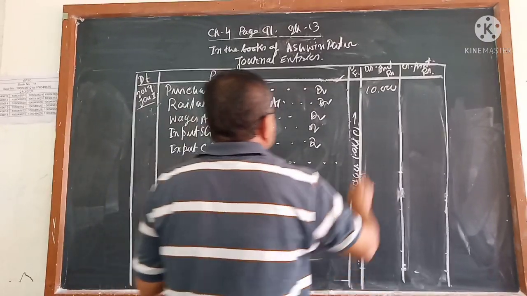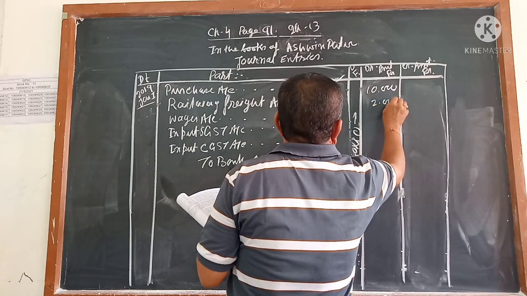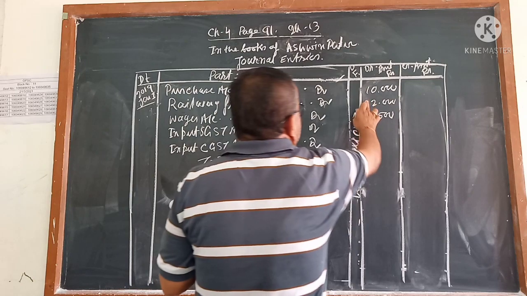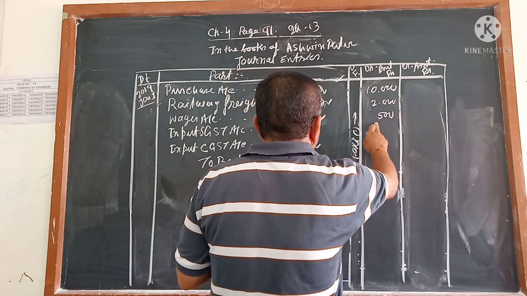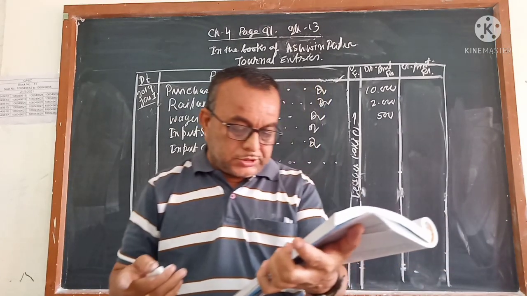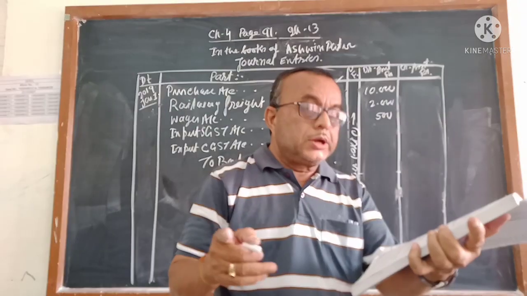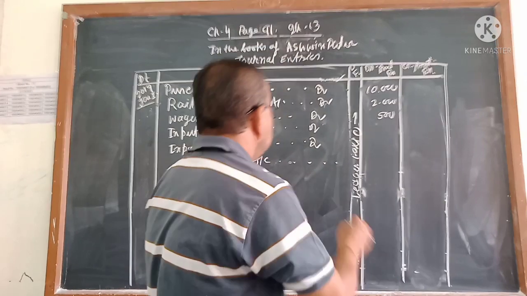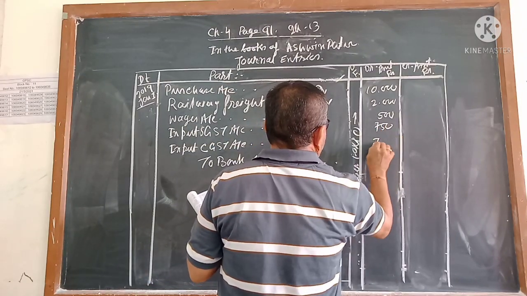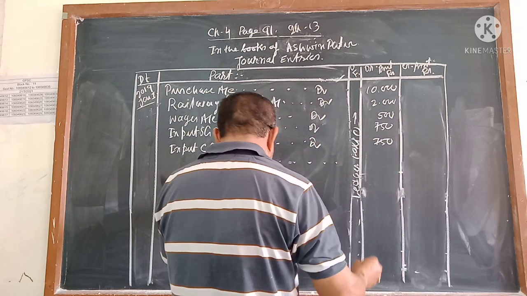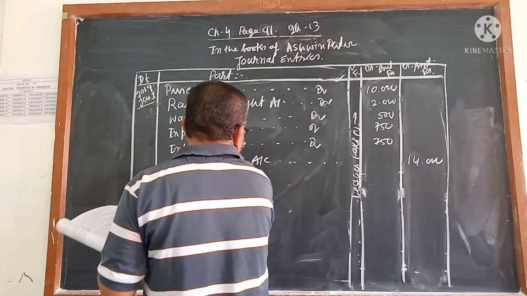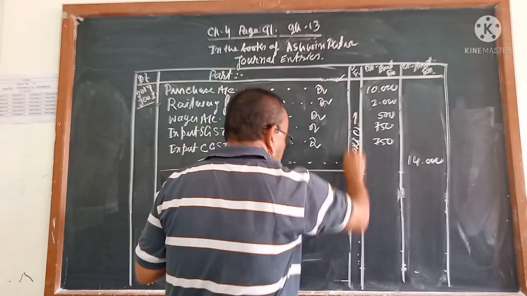Now amount: this railway freight is 2,000, the wages is 500. Now we have to calculate: 10,000 plus 2,000 plus 500 is 12,500. 6% on 12,500: if you calculate 6% of 12,500, you will get 750. Here also you will get 750, and the total coming is 14,000, that is bank. Narrations I am not writing, you go through your book.